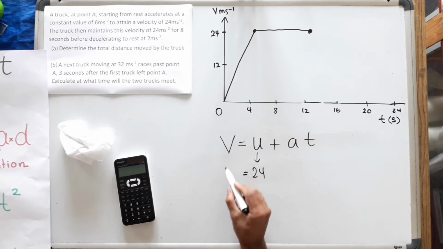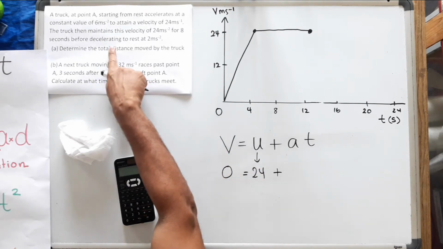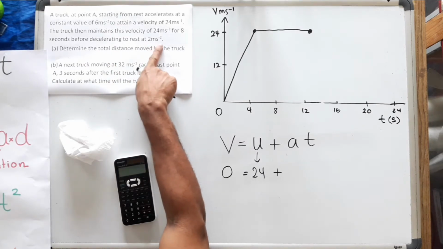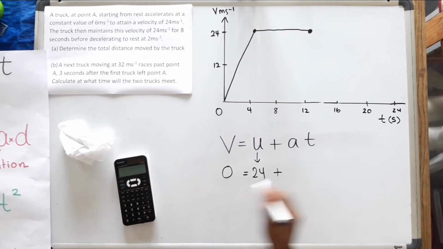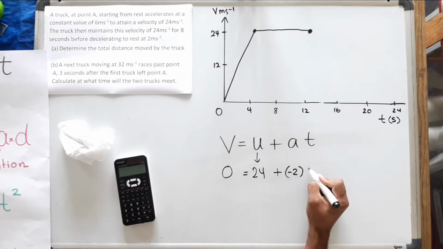Right? Its final velocity is supposed to be 0. Its acceleration, well, actually they said it's decelerating to rest at 2 meters per second squared. But that is a deceleration. So that means the acceleration is actually -2.